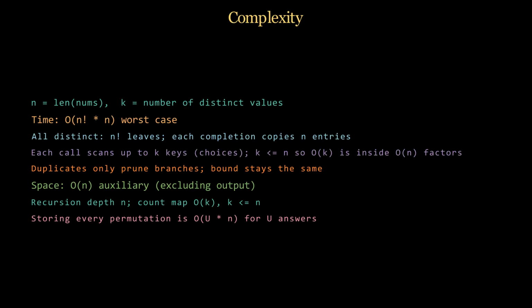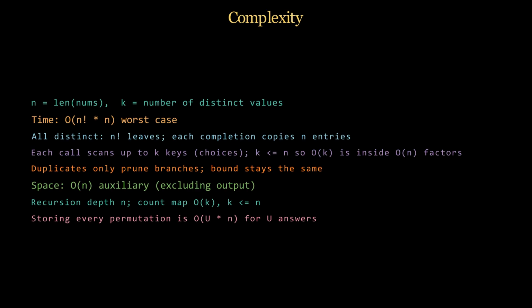Let n be the length of nums and k the number of distinct values. Time is O of n factorial times n in the worst case. When all entries differ there are n factorial leaves and each recorded permutation copies n elements. At each recursive call we only loop over at most k distinct counts. Since k is at most n, that cost is not written as a separate factor in the headline bound. Duplicates only cut branches, the big O upper bound is unchanged.